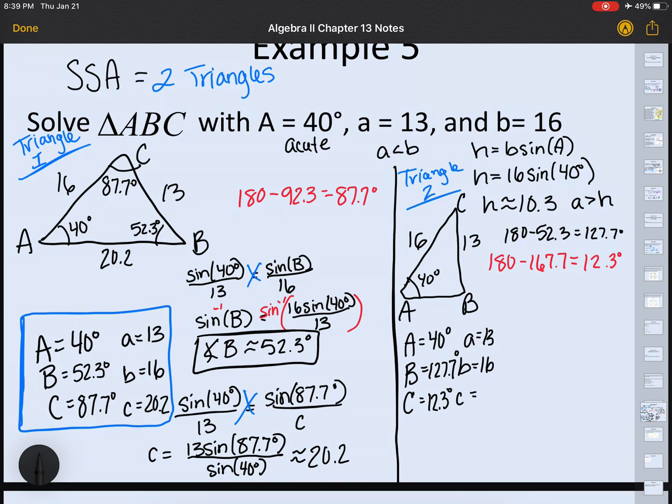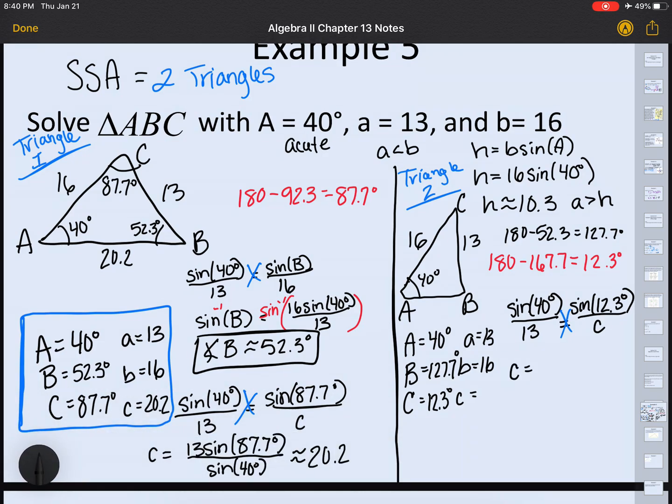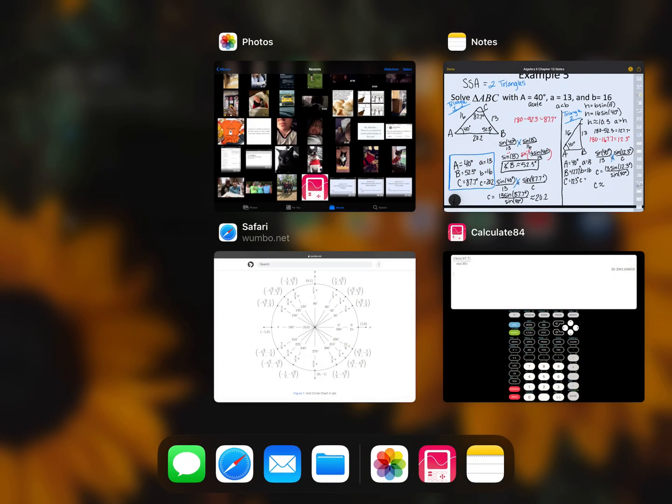And lastly, we can get side length C by doing our last lines. So sine 40 degrees over side length A, which is 13, equals the sine of angle C, which is 12.3 degrees, all over side length C. We're still going to cross multiply, and we're going to get C equals 13 sine of 12.3 degrees all over the sine of 40 degrees.